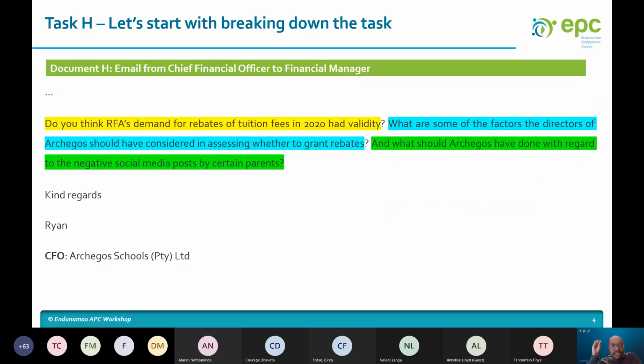So you see, this guy is asking you so many questions, right? But in this case, they did not specifically say it's just ethics, right? You're being asked about your views, right? How can you support this? So for example, do you think RIFA's demand for rebates of tuition fees in 2020 had validity, right? Now, do we validate what they're demanding, or do we say, but what you're demanding is actually not making sense? When you say that, you need to have backup. You need to have evidence. Does that make sense, Naledi?